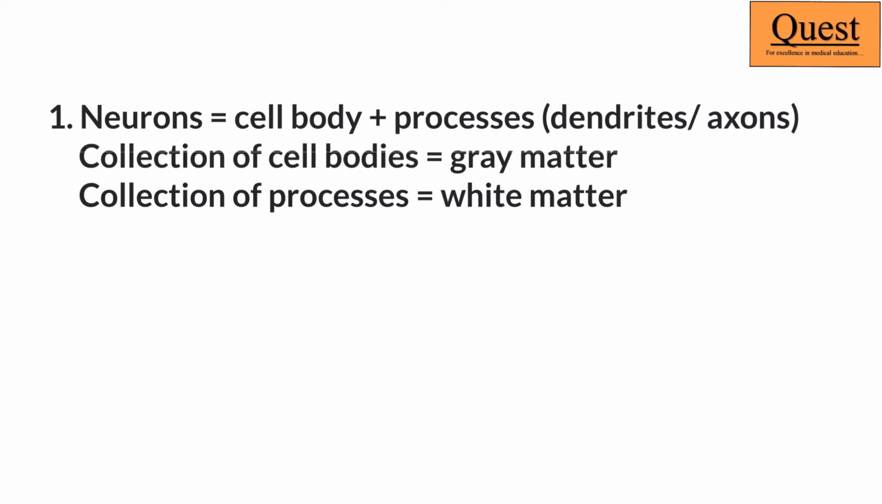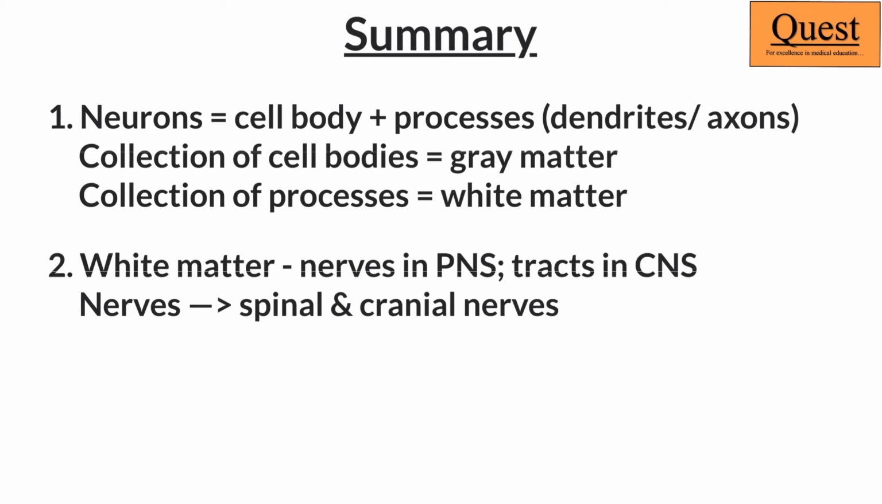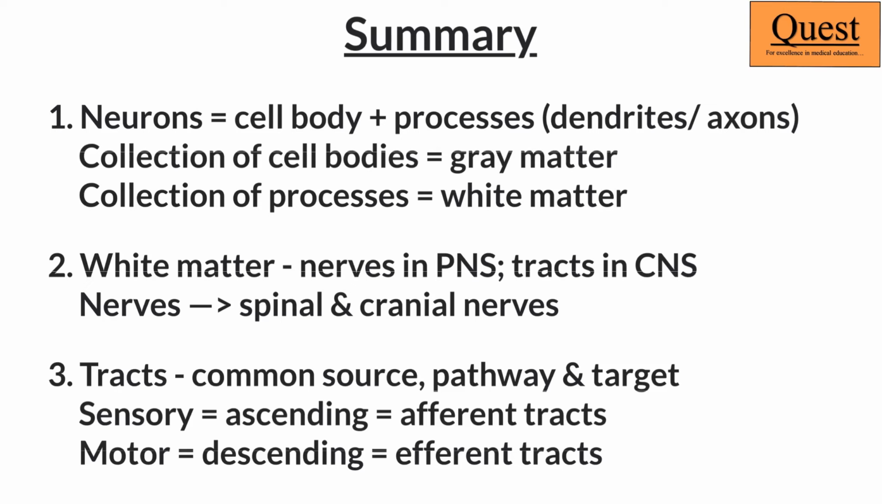To summarize, neurons are made up of cell bodies and cell processes. Collection of cell bodies is known as the grey matter. This would be seen at cortex, at the nuclei, and at ganglia. White matter makes up the nerves, and those nerves that arise from the spinal cord are known as spinal nerves. Those which arise from the brainstem are called the cranial nerves. Tracts are a group of axons in the CNS that arise from a common source and move towards a common target. We could have sensory tracts, which are the ascending tracts or the afferent tracts, and we have motor tracts, which are descending or the efferent tracts.